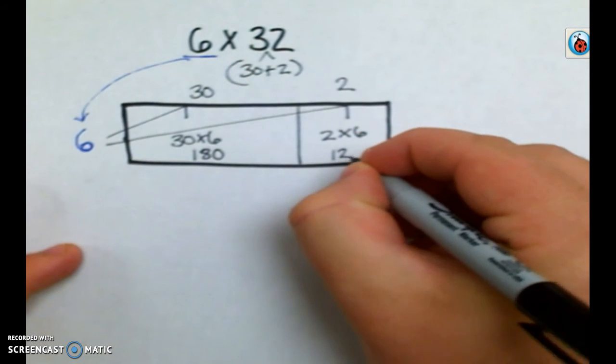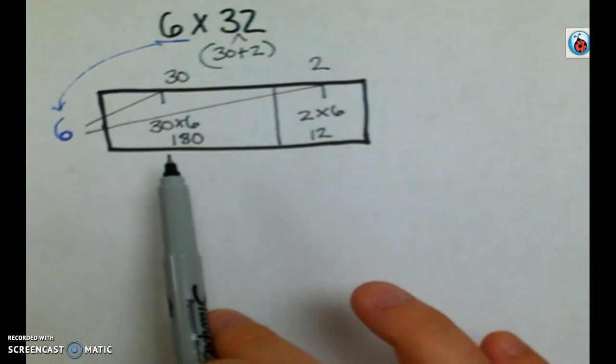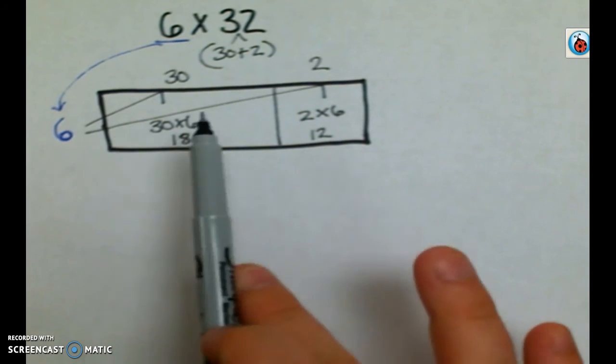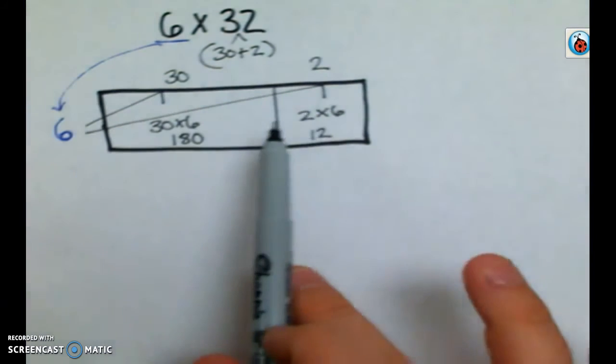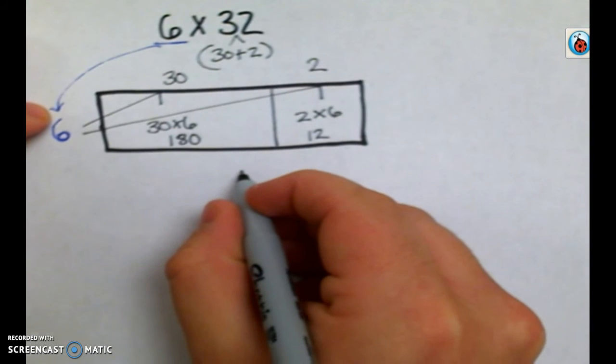At home, it would be great to download some apps for memorization. If you spend 5 minutes a day memorizing 0 times 0 through 12 times 12, you'll do well. After doing this in the area model, we have 180 for our 6 times 30, and we have 12. We just add them up.